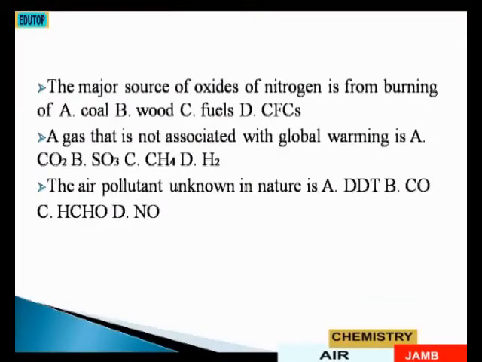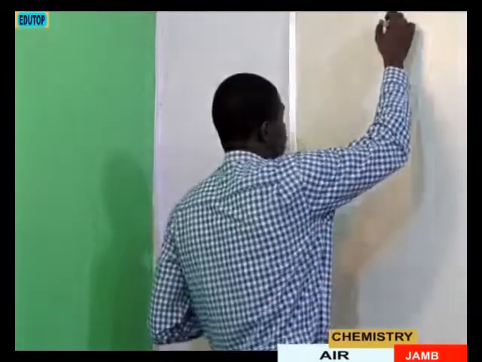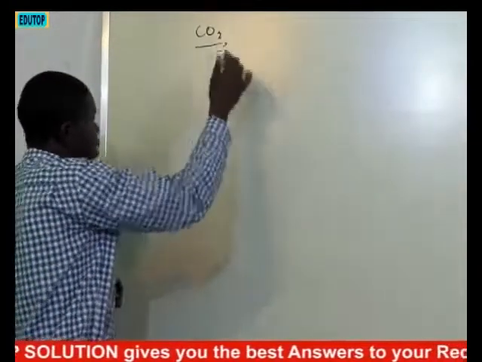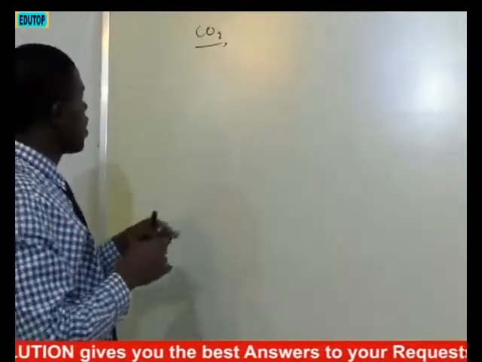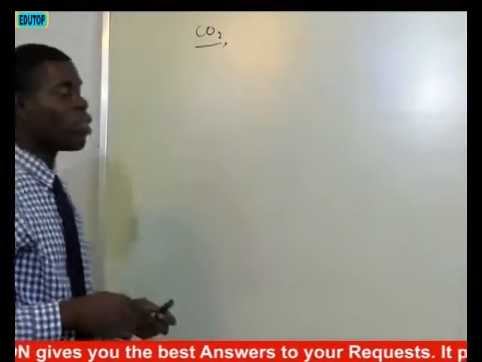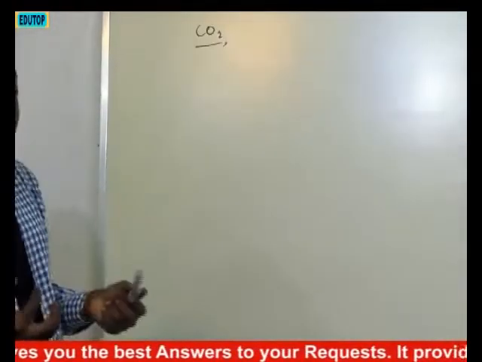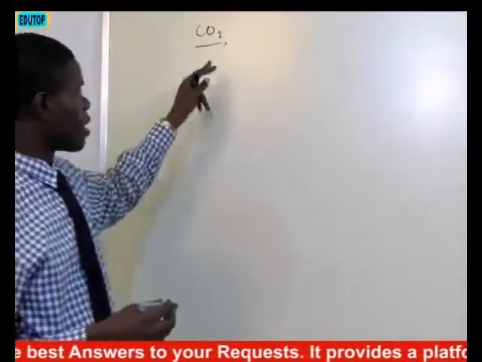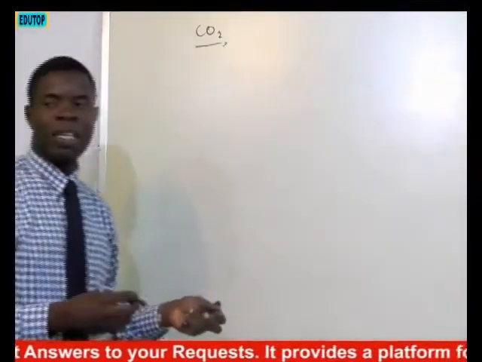A gas that is not associated with global warming is A, carbon dioxide, B, sulfur VI oxide, C, methane, and D, hydrogen gas. So in this situation, the one that will not be associated is CO2 because CO2 is a stable oxide and it's also a heavy oxide. It's only when you have an unstable compound that you can have a reaction. So carbon dioxide is stable at this state. So that is why it will not partake in what?